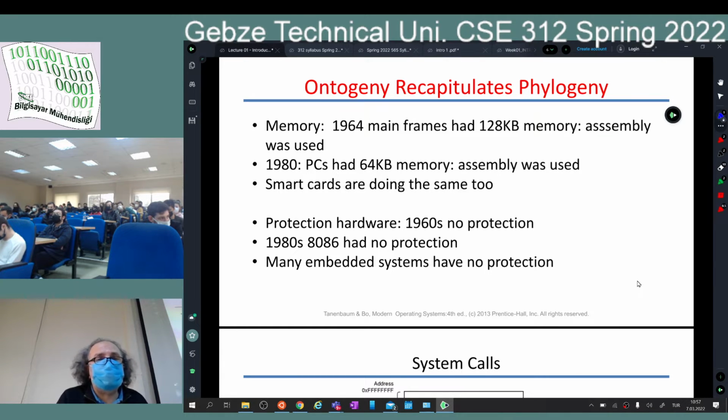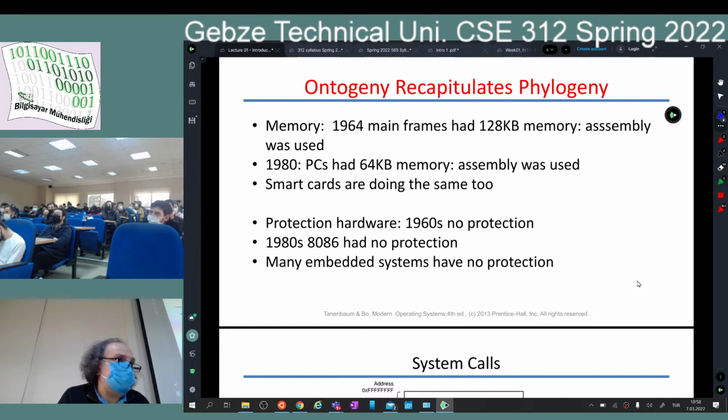But in the 1960s, we didn't have protection hardware for CPUs because CPUs were not that powerful. Later, when they added this protection hardware to the CPUs for mainframe computers, we had the same problem for the PCs. In the 1980s and the beginning of the 1990s, there was no protection hardware for the PC CPUs, so there was no kernel mode actually. If I have a process, I can do anything that I want with the computer.